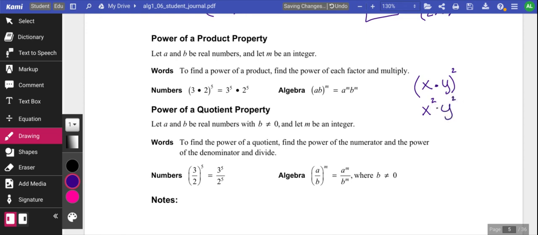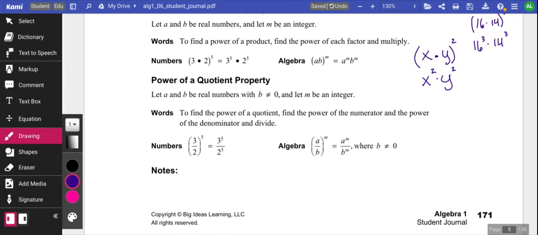So it helps with simplifying a little bit. If you've got 2 crazy numbers, let's say 16 times 14 cubed, and you don't want to take 16 times 14 and then cube that huge number, you could do them both individually. Again, it's going to help you with simplifying, especially as we get into polynomials where you have a ton of different variables and powers. But for the most part, the other ones are going to be more helpful to you.